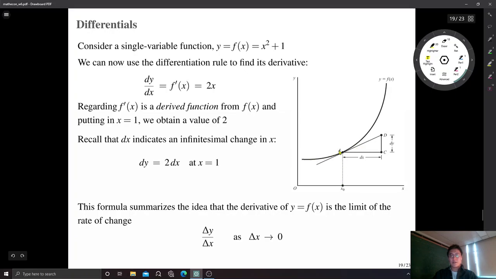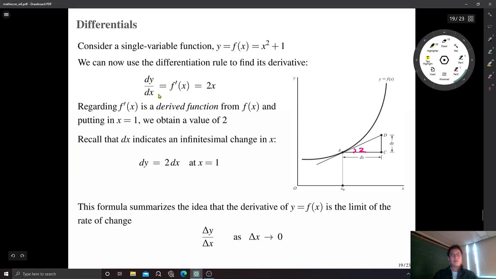So suppose that this is the graph of x squared plus 1. So at point 1, the function is instantaneously increasing at the rate of 2 at point A. And so this is the tangent. And then the slope of this tangent is given by the derivative. So 2 indicates the slope of this tangent. Okay? So that is one way to understand the derivative.